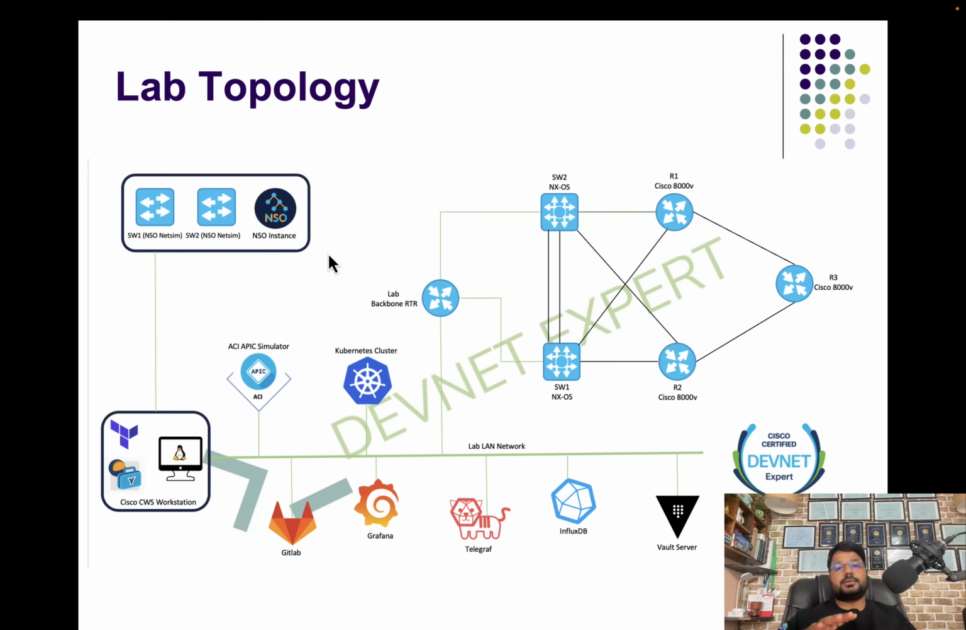Now, this lab is a full-fledged lab for DevNet Expert. We are not going to touch each and every component of this lab, but that is how our lab is going to look. For example, for routers we have Cisco 8000V, for NX-OS we have NX-OS-V, and we are going to use a couple of solutions like the Cisco CWS workstation, which is a Cisco-provided Ubuntu machine with all tools and solutions already installed. We have NSO, Vault, GitLab, Grafana, Telegraf, but we are not going to touch each and every component. As I said, this is a complete DevNet Expert lab, but we will take components out of this lab and do all the hands-ons. There are hands-on labs included in DevNet Associate, and in Professional we will obviously have a good amount of hands-on covered.